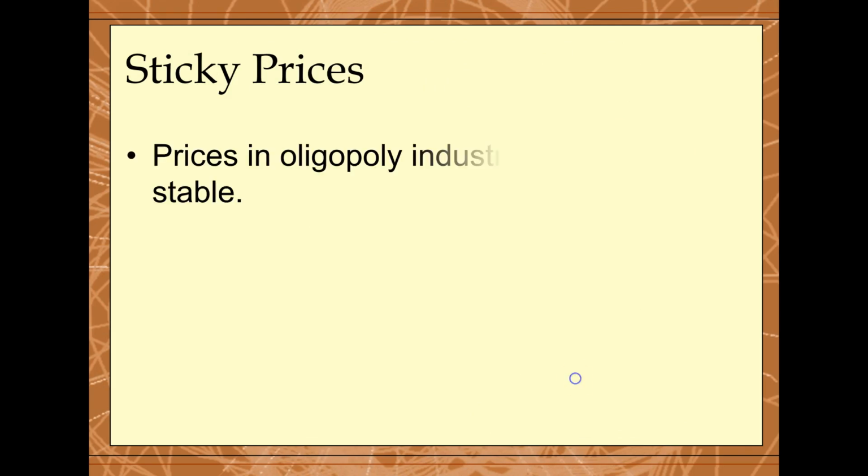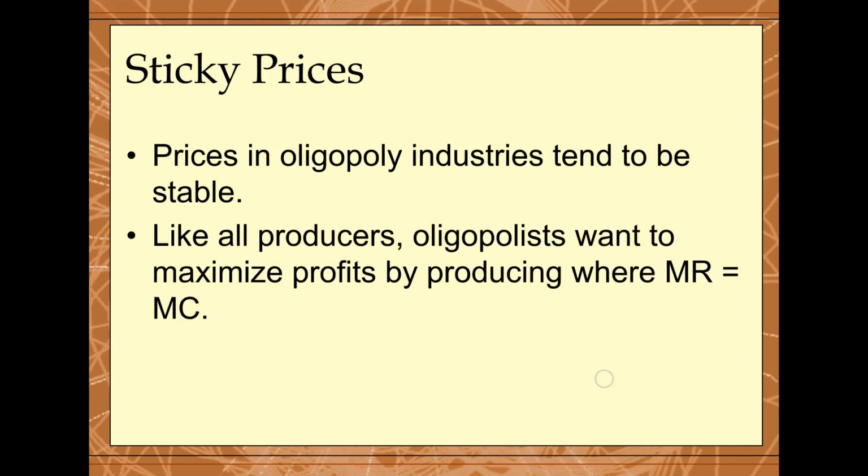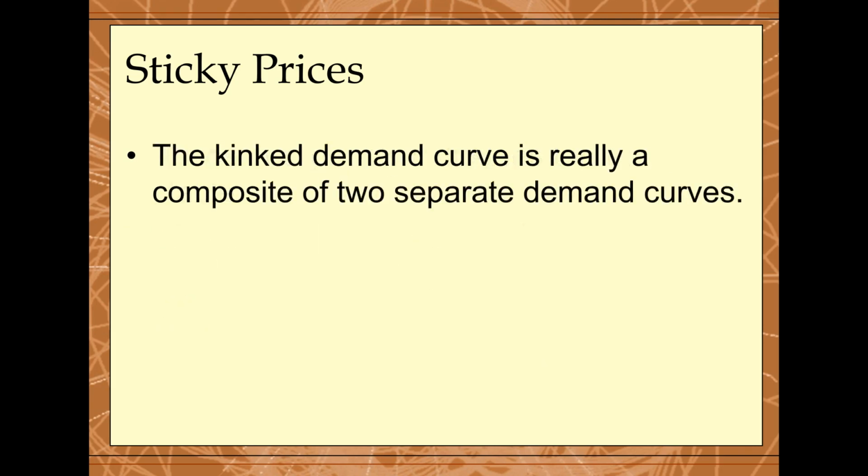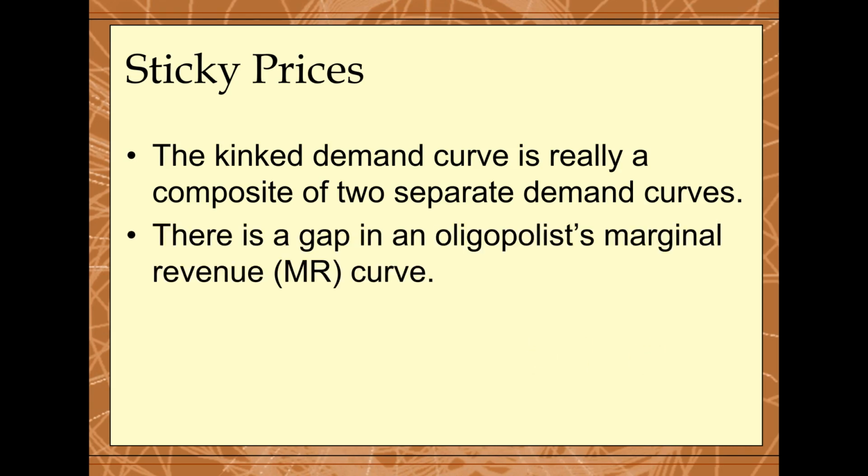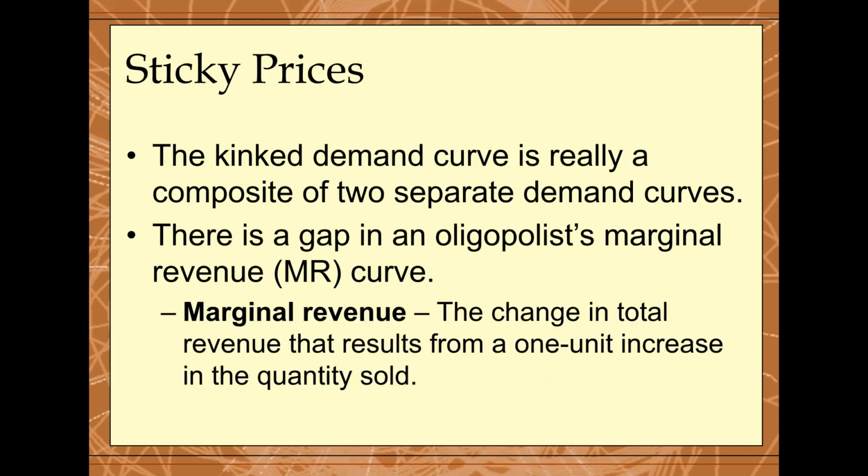Now, the kinked demand curve is not the only way to explain why price and output are more stable. Like all producers, oligopolists want to maximize profit where MR equals MC, right? And the kinked demand curve, since it's really two demand curves, also has two marginal revenue curves. And that could also help explain why price and output are more stable. So let's take a look at this.